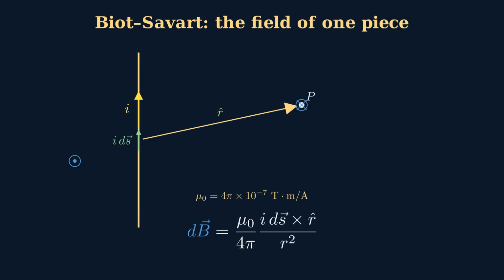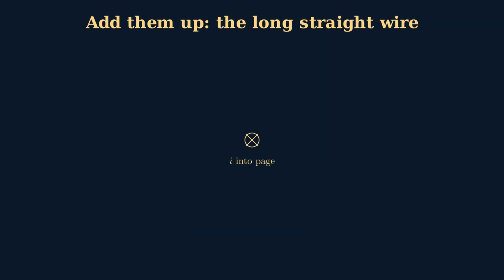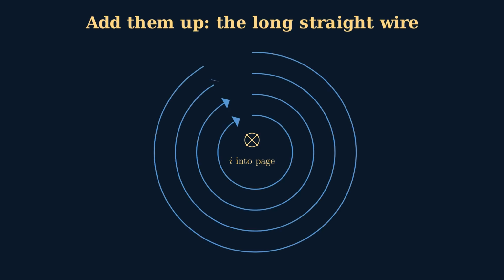Now integrate Biot-Savart along a whole long, straight wire. Every element pushes the field the same way around, so they simply add. And the messy integral collapses to something beautifully simple. The field lines are perfect circles, centered on the wire. B equals mu0 I over 2 pi r.